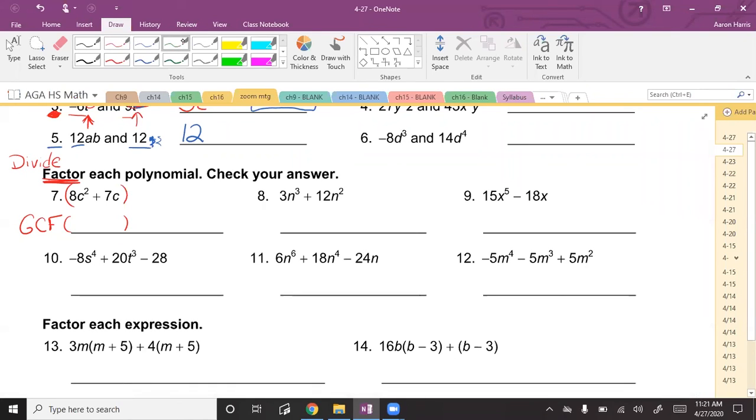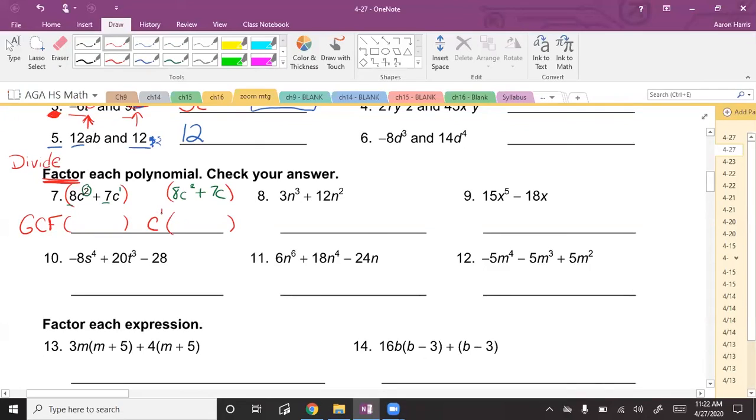So here we go. What can we pull out when it comes to 8 and 7? Is there anything I can pull out between 8 and 7? No. So now let's look at the C's. Can I pull out anything from the C's? Yes. How many C's on the left? 2. How many C's on the right? 1. How many can I pull out? One. So now I'm going to rewrite this so you can see this. Remember, we put parentheses. Then we copy those same parentheses. You said the GCF is just a single C, correct?